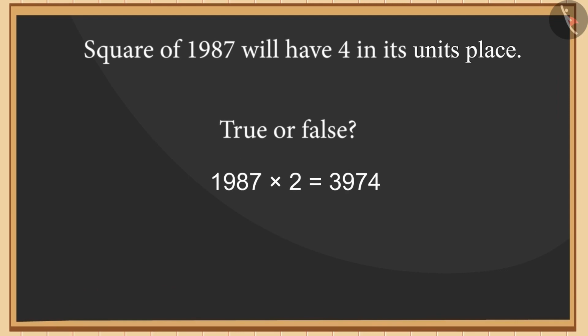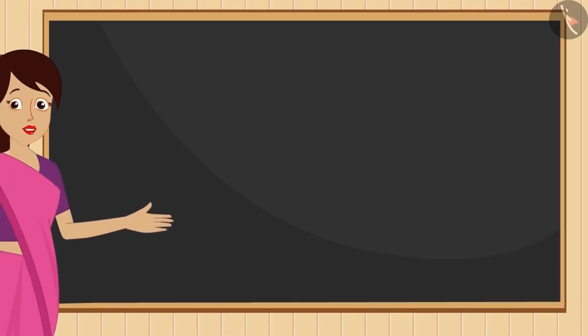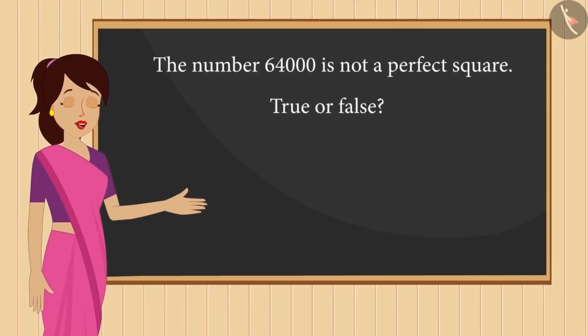The given number has 7 in its units place, and we know that the number 9 comes in the units place of the square of 7. This means that the number 9 will also come in the units place of the square of 1987. Therefore, this statement is false. Let us now examine this statement.